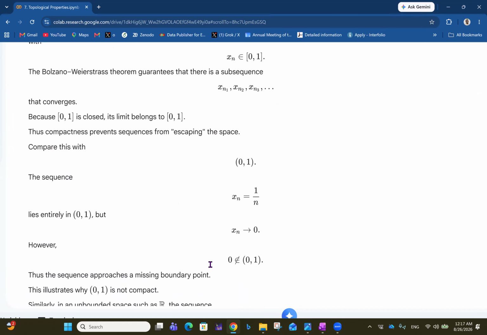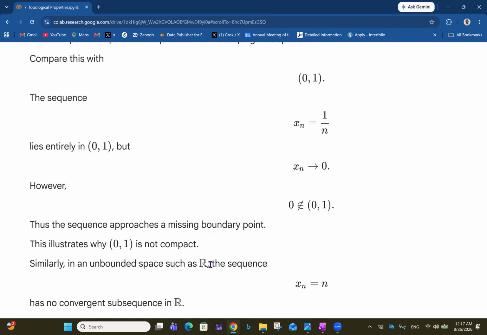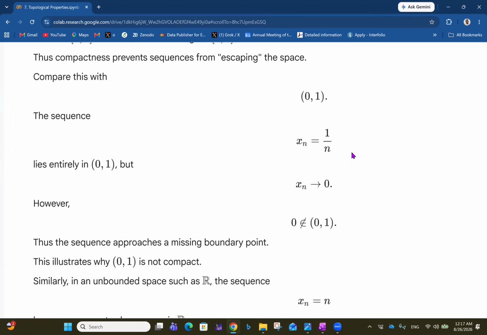So compare this with the open interval (0, 1). The sequence xn equals 1 over n lies entirely in (0, 1). But xn approaches 0, and 0, of course, is not part of the interval itself. However, xn is moving towards it, although the whole sequence lies in this interval. Thus, the sequence approaches the missing boundary point. This illustrates why (0, 1) is not compact: though it is bounded, it is not closed.